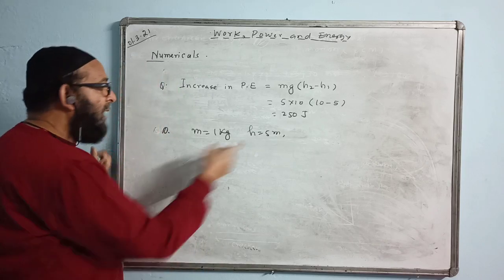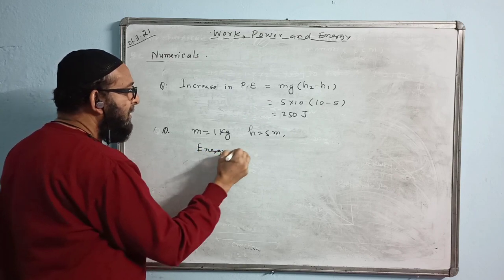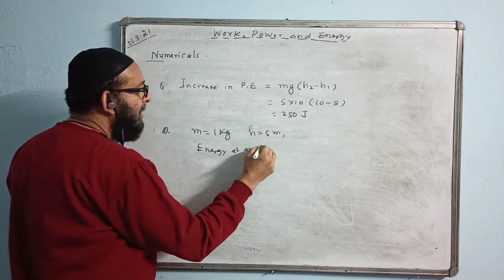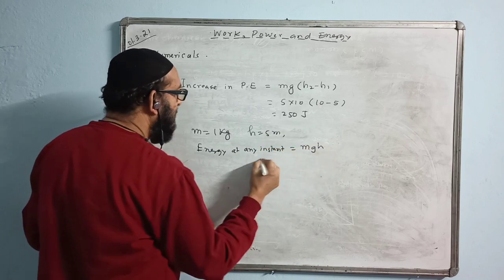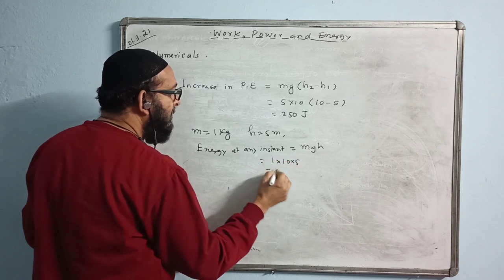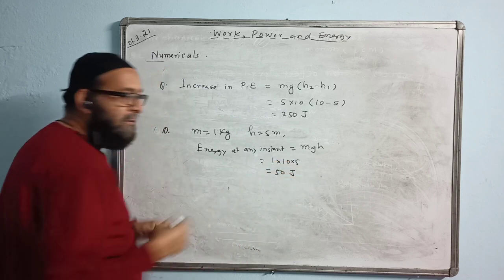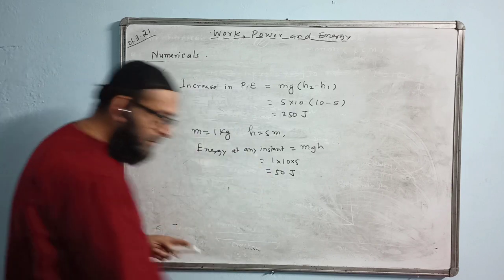So the height is given, so you find the potential energy. Energy at any instant is equal to mgh. So that means 1 into g value 10 into height 5. The answer is 50. This energy, we know the energy is neither created nor destroyed, whatever energy it has, it will remain the same everywhere.